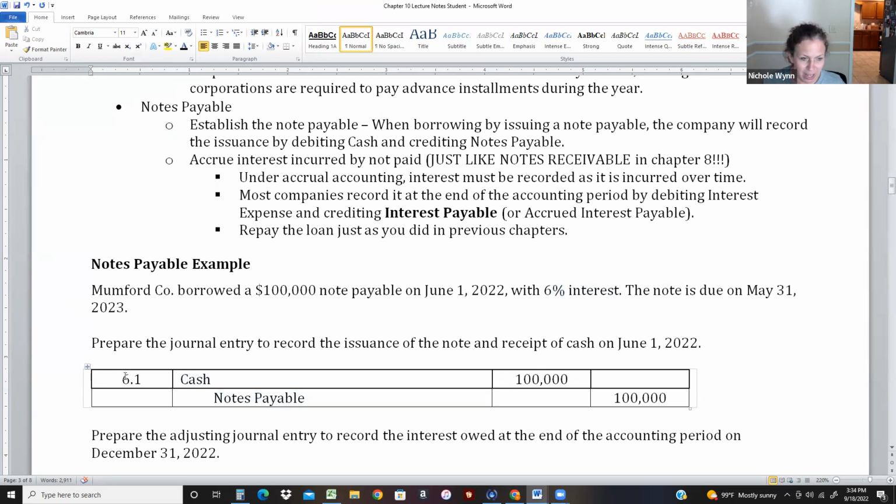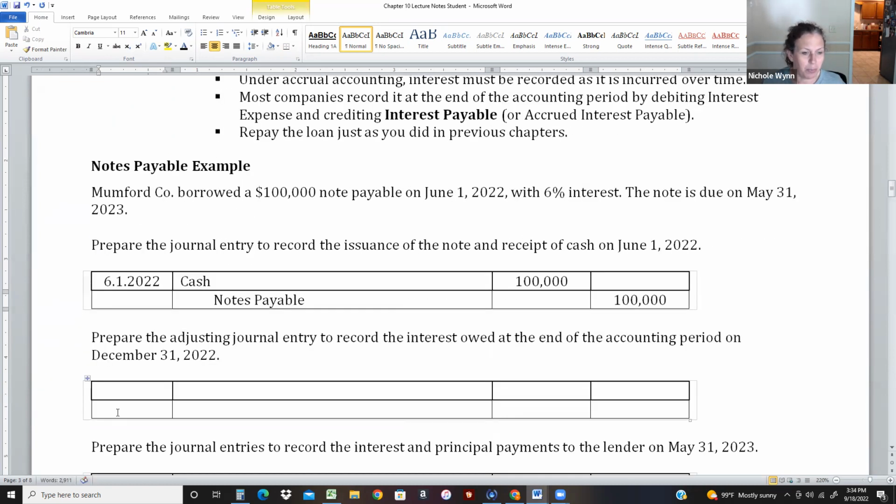So just like in chapter 8, we started the loan on 6/1 of 2022, so we need to do a year-end entry. So on 12/31/2022, we need to figure out how much interest we owe. We are going to pay none, but we do owe some interest that we will pay later. So instead of using interest receivable and revenue, we're going to go the other direction and do interest expense and interest payable.